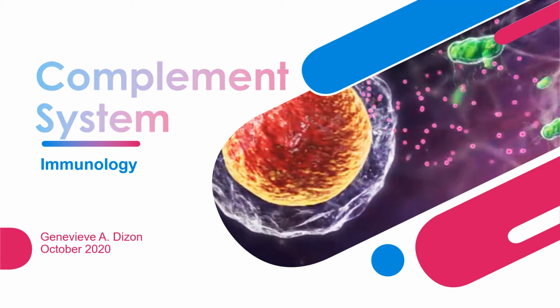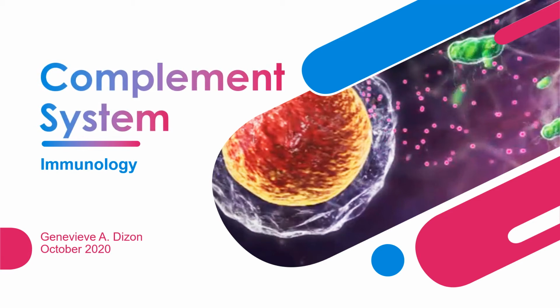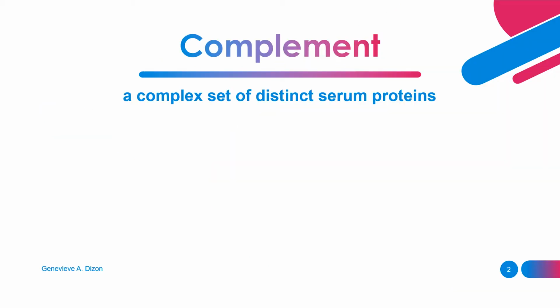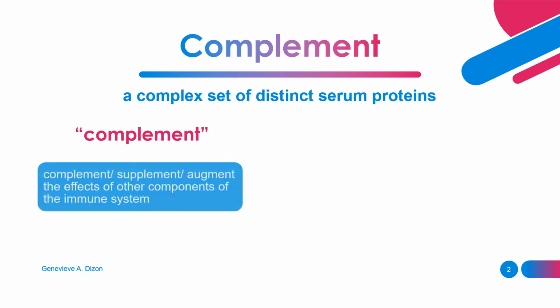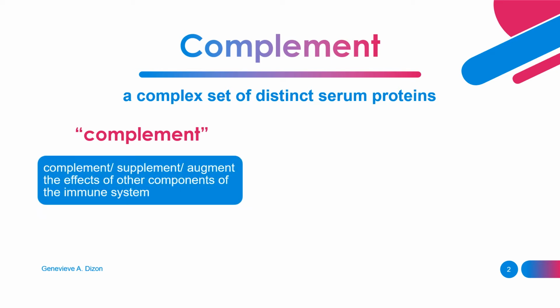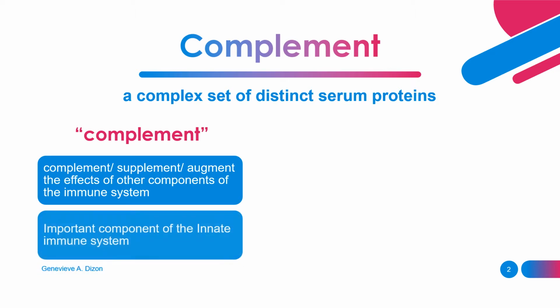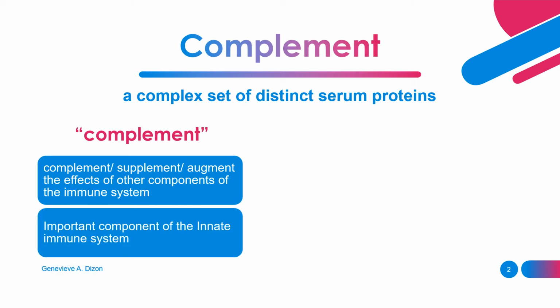Hello everyone, this video will talk about the complement system. The term complement refers to a complex set of distinct serum proteins present in normal human serum. The term complement refers to the ability of these proteins to complement, supplement, or augment the different effects of other components of the immune system. They aid in the antimicrobial effects of antibodies. They are also considered to be an important component of the innate immune system.